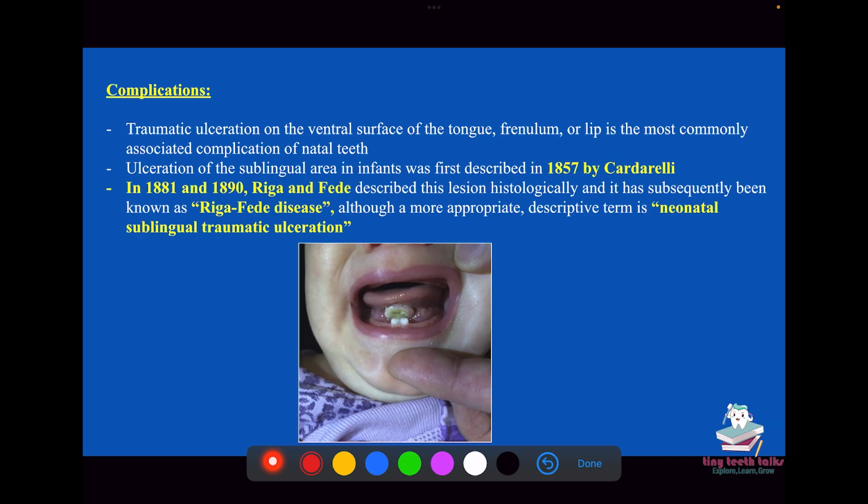Complications: traumatic ulceration on the ventral surface of the tongue, frenulum, or the lips is the most commonly associated complication of natal teeth. Ulceration of the sublingual area in the infant was first described in 1857 by Cardarelli. In 1881 and 1890, Riga and Fede described this lesion histologically and it has subsequently been known as Riga-Fede disease, although a more appropriate descriptive term is neonatal sublingual traumatic ulceration.